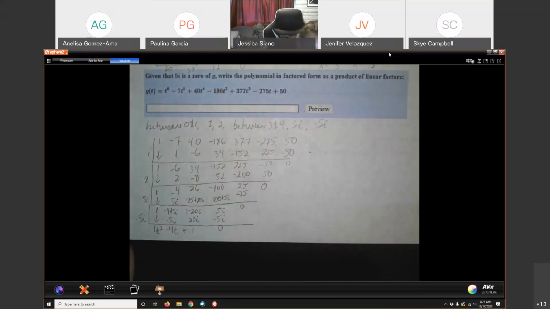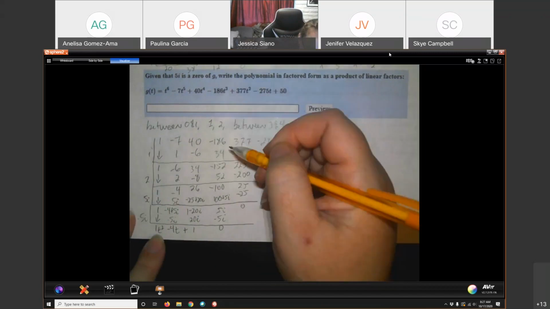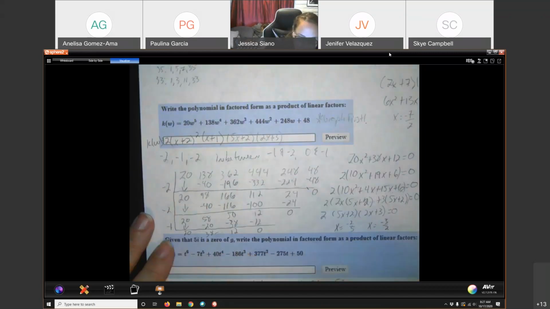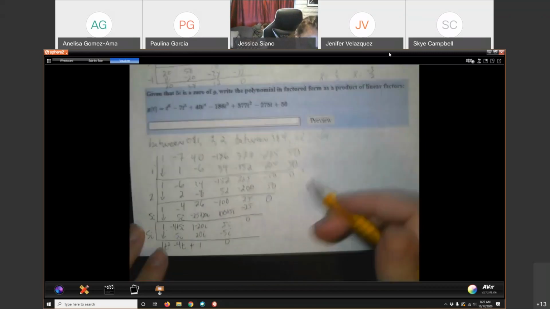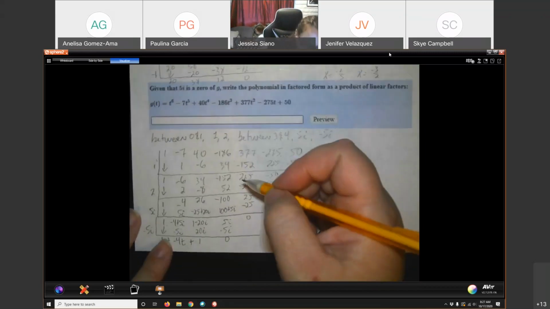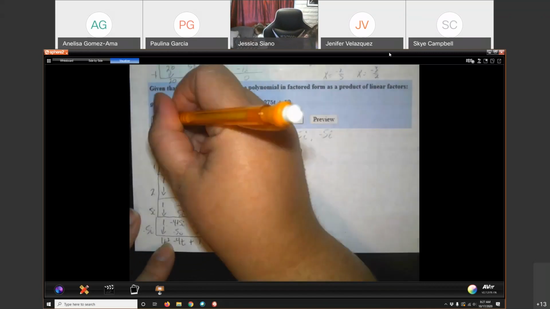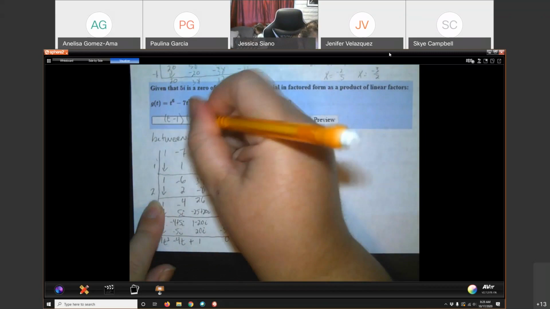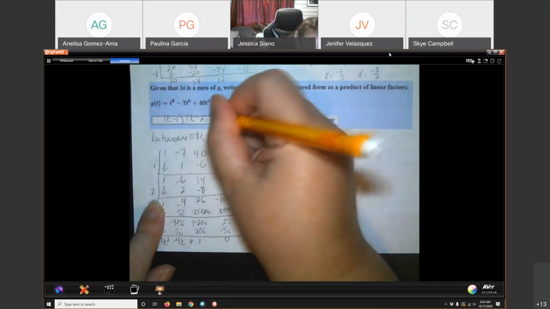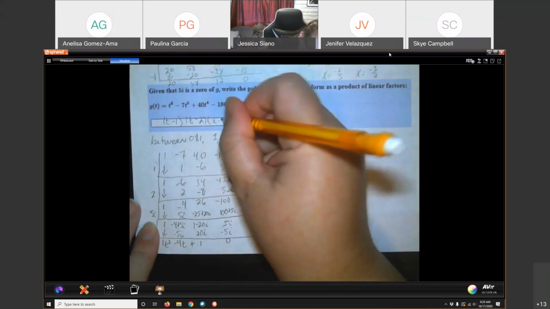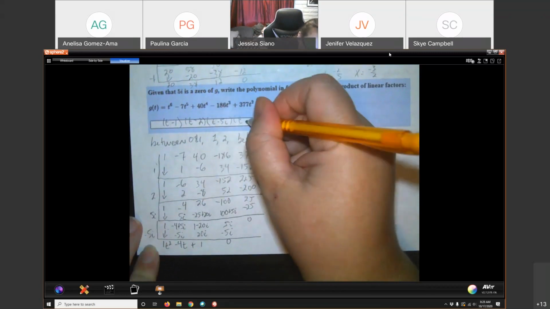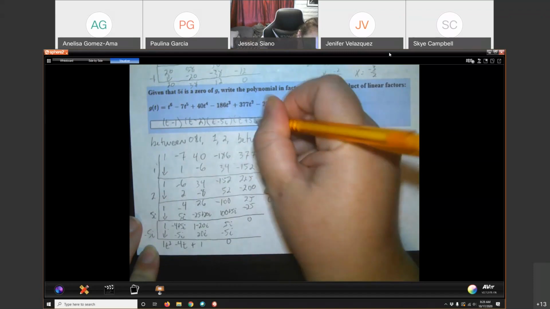So in factored form, I just realized all of these should have been w's. I hate it when Word does that. In factored form, this should be t minus 1, t minus 2, t minus 5i, t minus a negative 5i, so plus 5i.